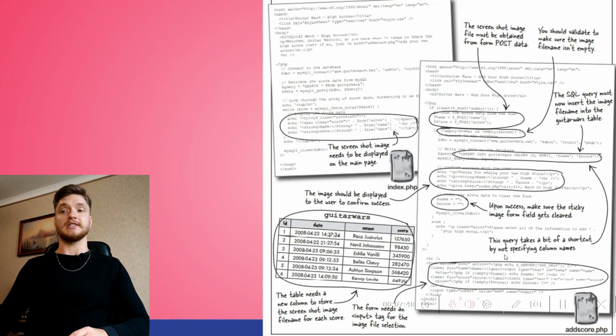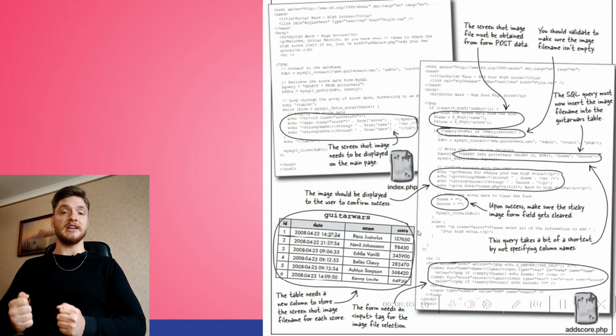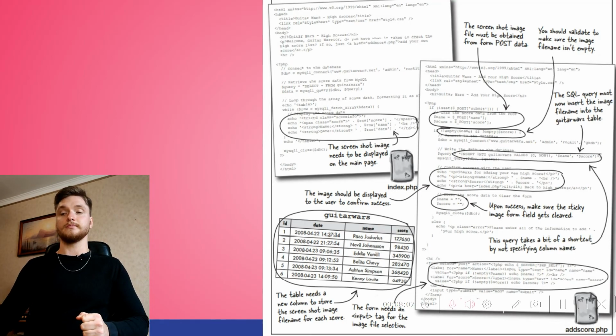This query takes a bit of a shortcut by not specifying column names. The table needs a new column to store the screenshot image file name for each score. The form needs an input tag for the image file selection.